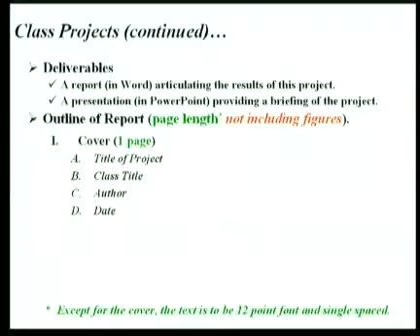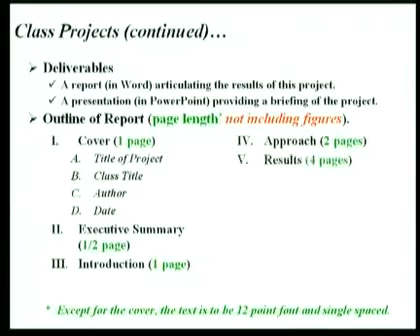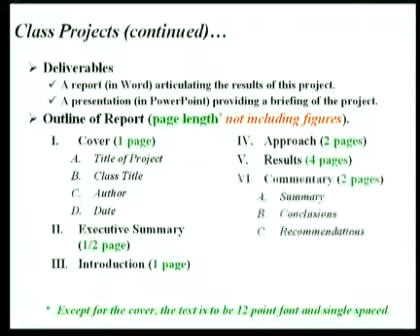There should be a cover page that consists of the title and the class project, you, the author, and the date. Class title, of course, is Large-Scale Systems. The second section, the report, is the executive summary. I'm thinking in terms of a half page. The third section is the introduction. That's about a page in length. It should show the motivation, the background, and introducing the problem. The fourth is the approach, 2 pages. And the fifth is the results, 4 pages. And we have a sixth, which is a commentary, consisting of a summary, conclusions, and recommendations, 2 pages.